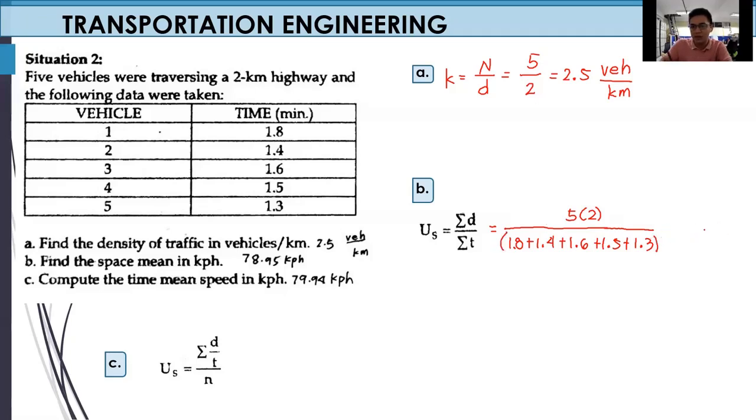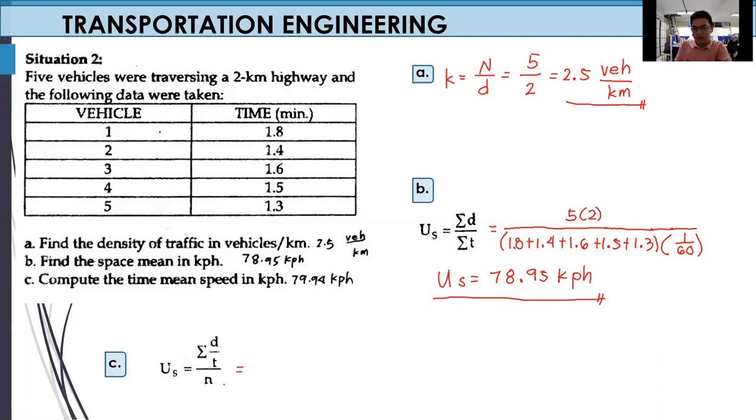Multiply lang natin ito lahat ng 60. No? Para ma-convert siya. Diba? In every 60 minutes, we have 1 hour. So, therefore, yung ating space mean speed is equivalent to 78.95 kilometers per hour. And that would be our final answer. Lagyan natin ito ng final answer na indication sa itaas. And this one too. Okay, so last one is this time mean speed.